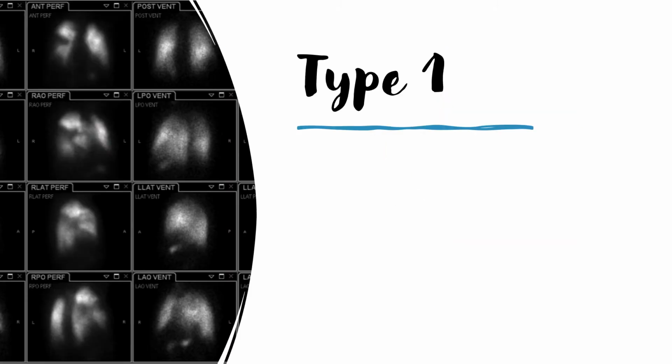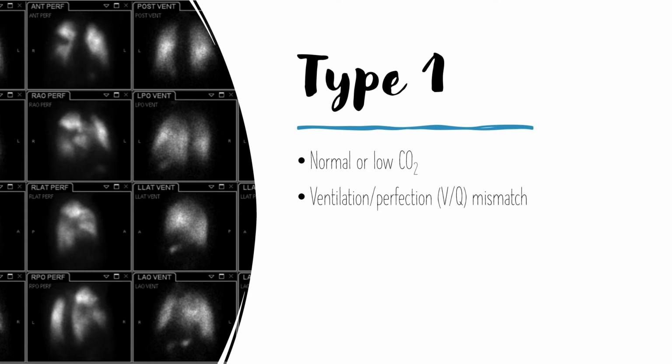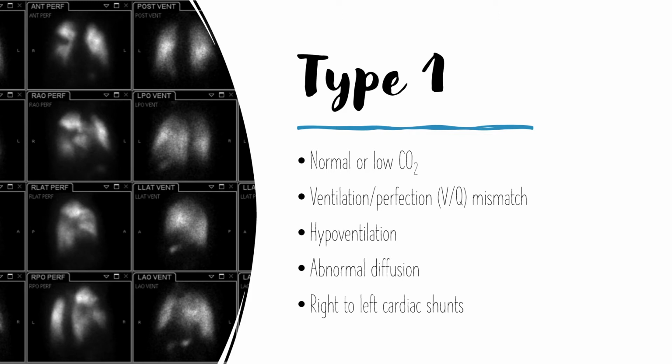As we've now established, type 1 has normal or low carbon dioxide. This is caused by a ventilation-perfusion mismatch. The VQ ratio is the amount of air that reaches your alveoli divided by the amount of blood flow in your capillaries. A VQ mismatch happens when the part of your lung receives oxygen without blood flow or blood flow without oxygen. There can be hyperventilation, abnormal diffusion, and right to left cardiac shunts. This is an abnormal connection between the right and left sides of the heart, the most common being the tetralogy of Fallot. This is a congenital abnormality.